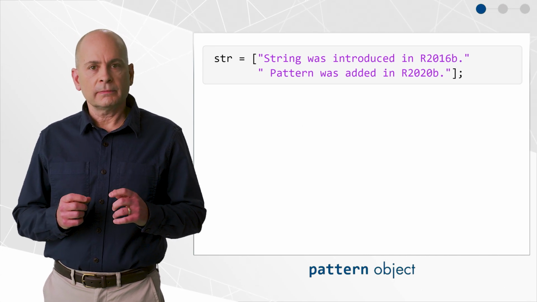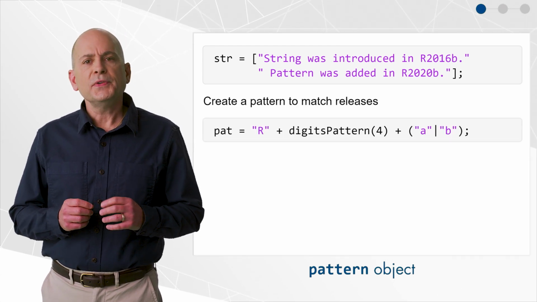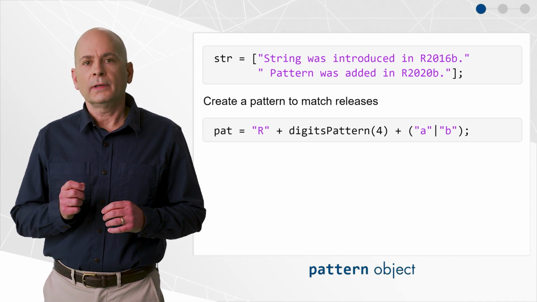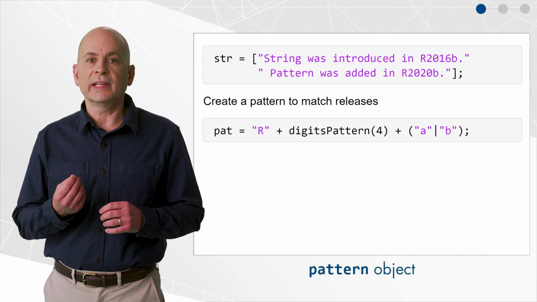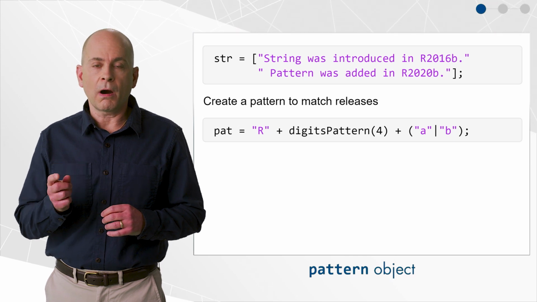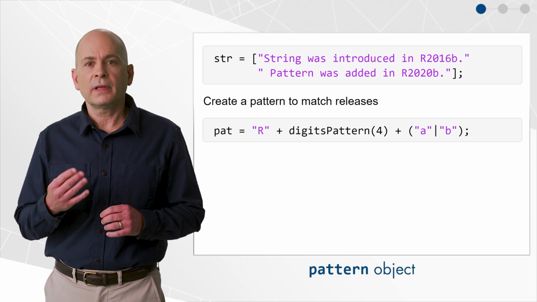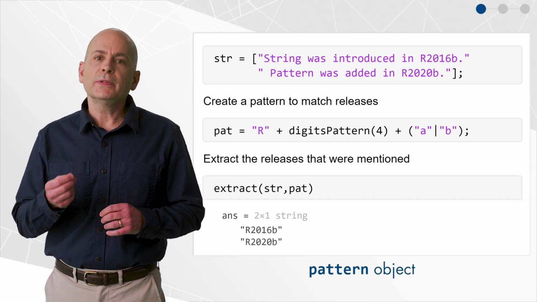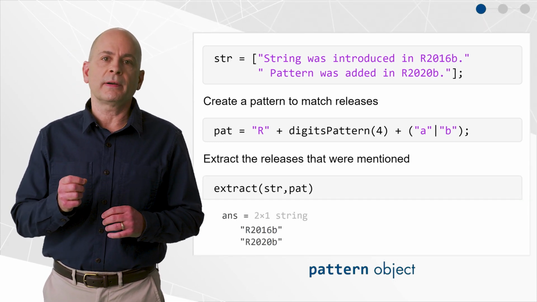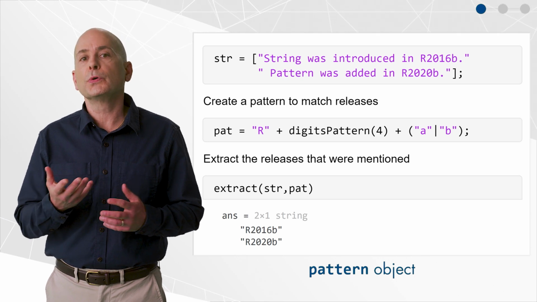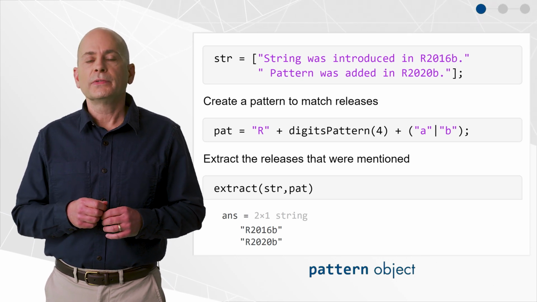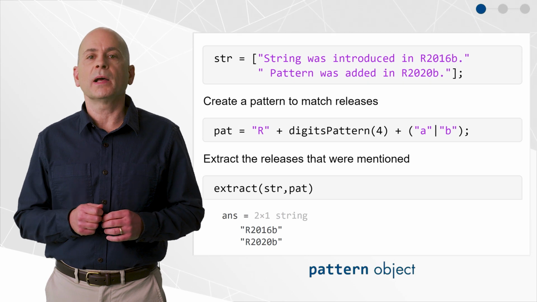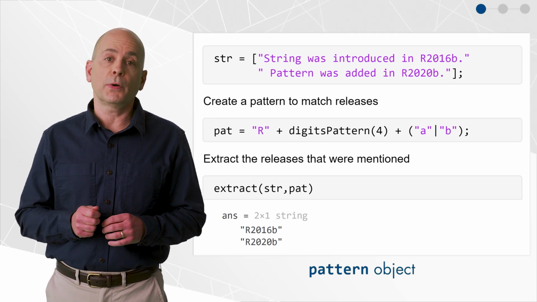So you start with a string, as shown here. Then you define the pattern that you're looking for. In this case, we're looking to pull out our release name. So to do that, we need the letter R, followed by 4 digits, then followed by either the letter A or the letter B. We can then use the extract function to pull that pattern out of our string. So in this case, 2 release names were found. So these are 2 great examples of how the MATLAB language continues to change to make coding easier.